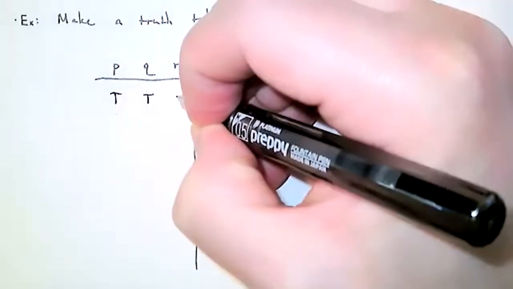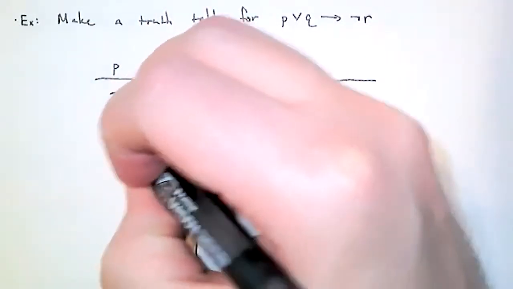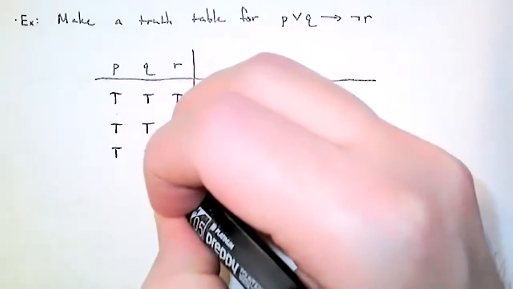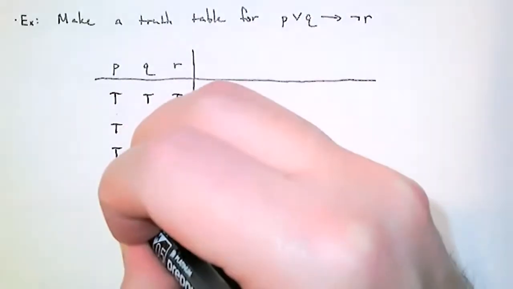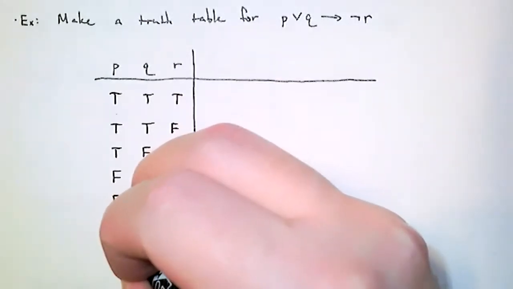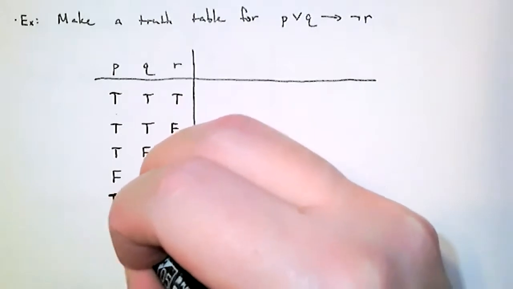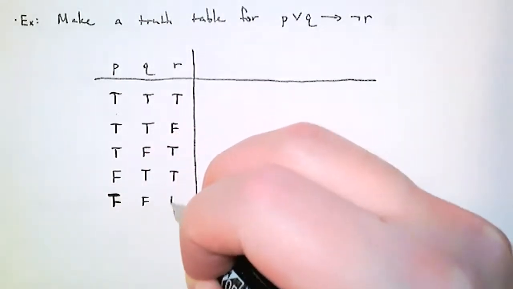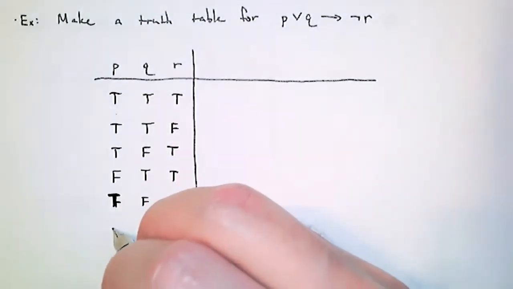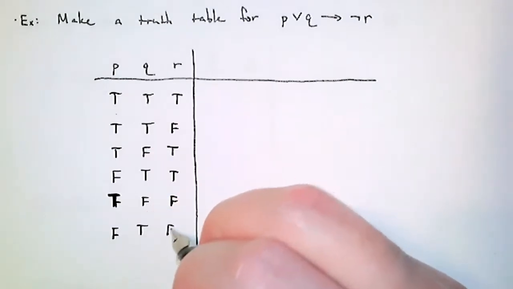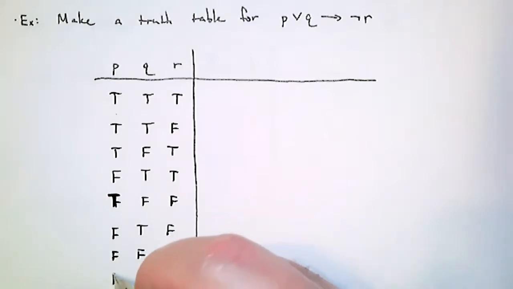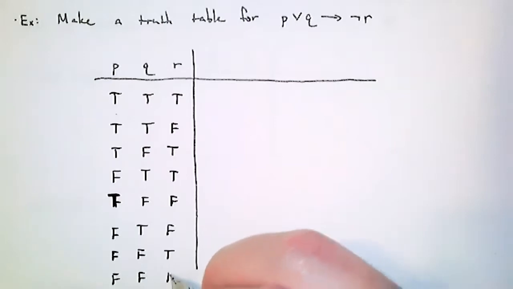And I'll fill it in the same way I did last time. Start with 3 trues, and then have 1 false proposition. And that can happen 3 ways. And then you're going to have 2 false propositions, or 3 false propositions.